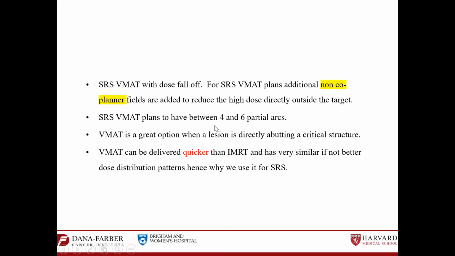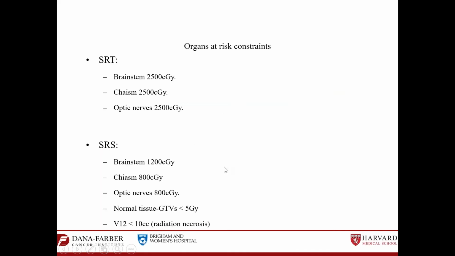Usually, we need to have 4 to 6 partial arcs in planning. So the physicist needs 4 to 6 arcs to cover our dose. And VMAT is a very great option to spare the organs at risk, and it's really quicker than IMRT, okay?